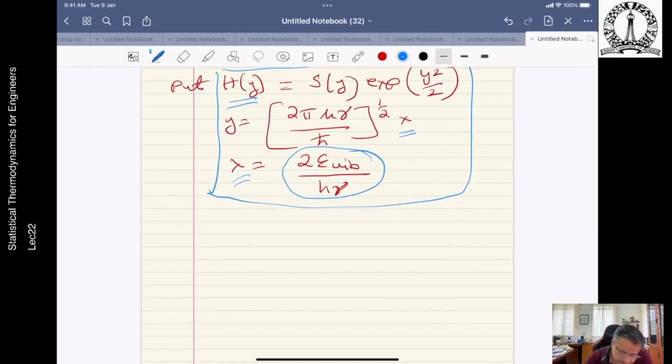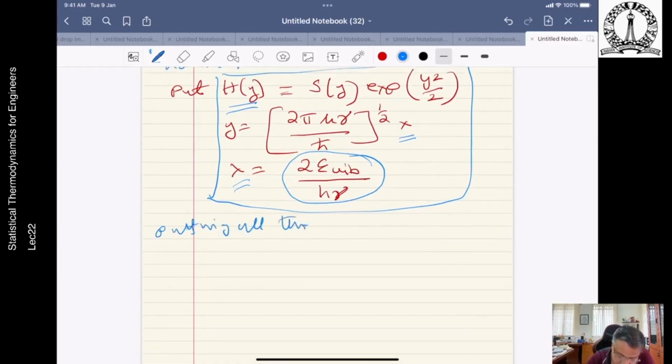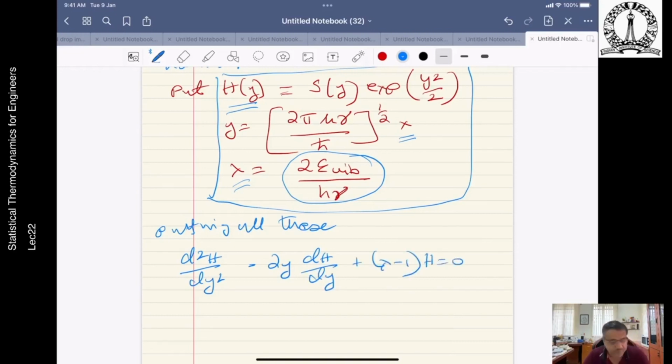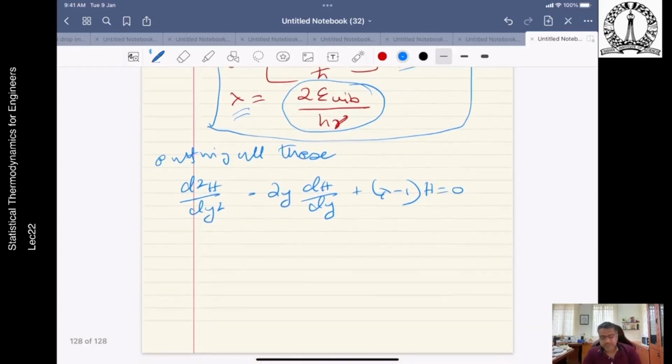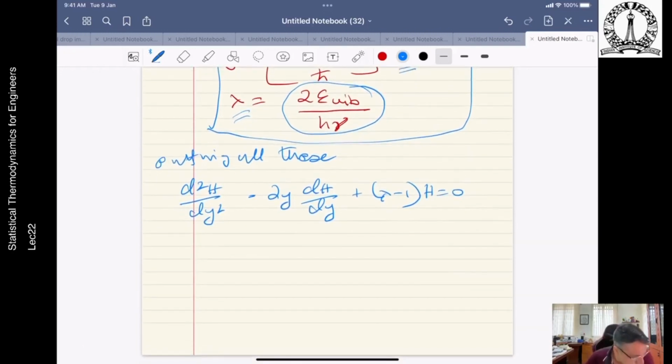So as you can see over here now, putting all these things together, you have d square H by dy square minus 2y dH by dy plus lambda minus 1 into H is equal to 0. So this is the expression, which is the reduced form of the expression after we applied all the variable changes.